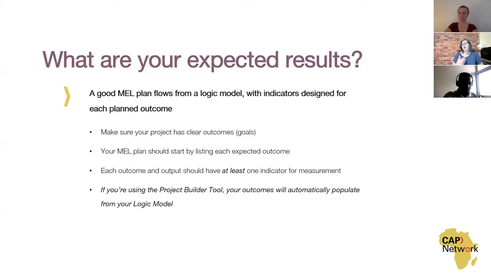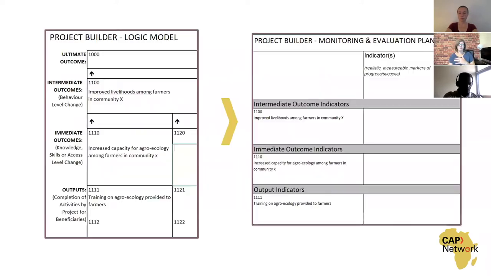So your monitoring and evaluation plan should start by listing all of those outcomes that you are trying to achieve through your work. And you're going to develop at least one indicator generally for each of those outcomes. So if you are using the Excel-based Project Builder tool, your outcomes that you've developed for your logic model will automatically pre-populate the monitoring and evaluation tab in the Project Builder.